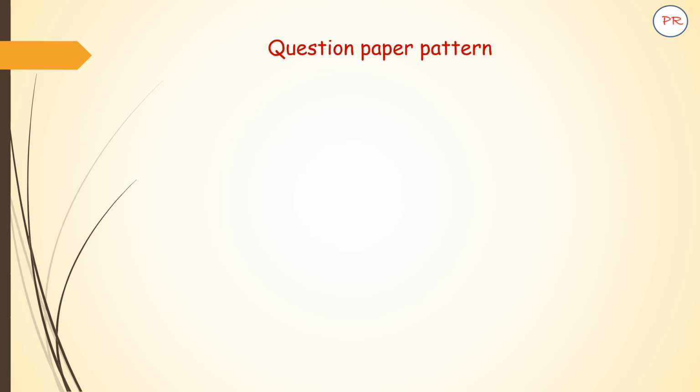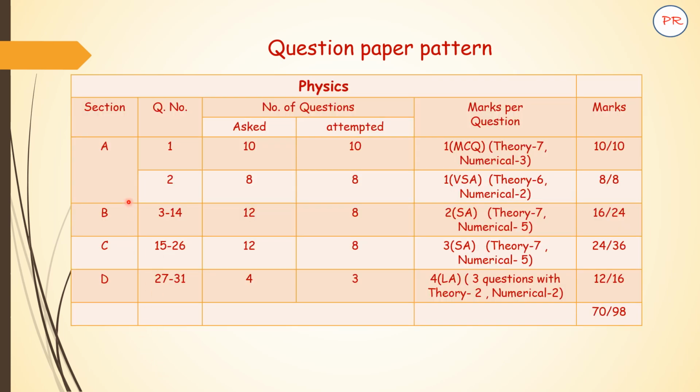Now let us try to understand the question paper pattern. The physics question paper consists of 4 sections: A, B, C, D. Section A has question number 1 and question number 2. Question number 1 consists of 10 multiple choice questions, out of which 7 are theory and 3 are numerical. Whereas question number 2 has 8 very short answer questions of 1 mark each. It consists of 6 theory questions and 2 numericals.